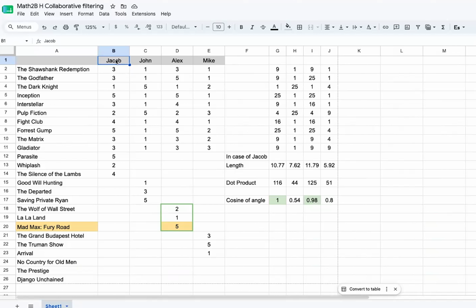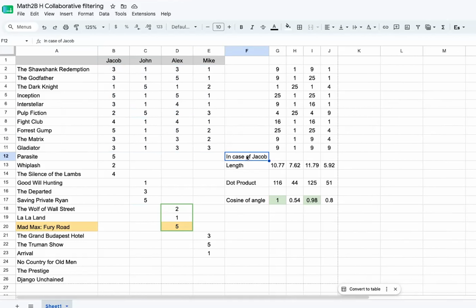Let's imagine we have 4 Netflix users, Jacob, John, Alex, and Mike. They have all watched these 10 movies, and each of them has watched 3 more movies that none of the others have watched. Now we can compare these 10 movies that they watched and the ratings they gave them and find who has the higher similarity to each other.